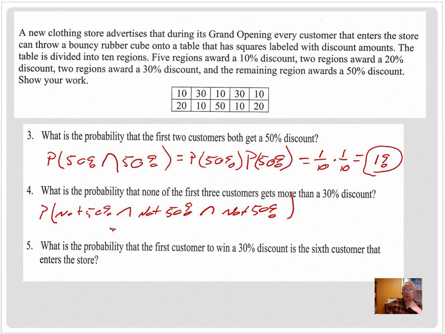Okay, so that would be 9 out of 10 times 9 out of 10 times 9 out of 10. First one doesn't get 50%, times the second one doesn't get 50%, times the probability the third one doesn't get 50%. And let me see what that is. You get 72.9% chance.